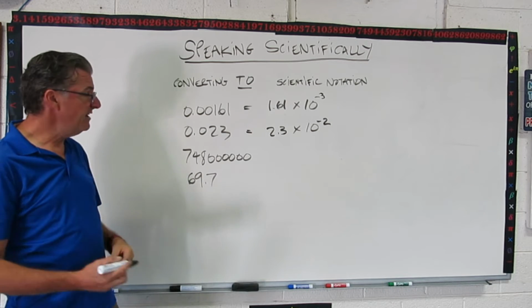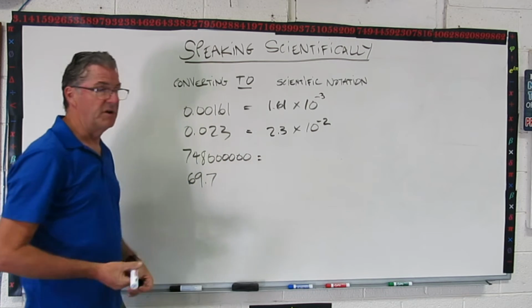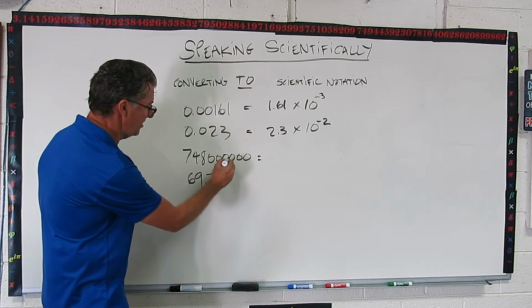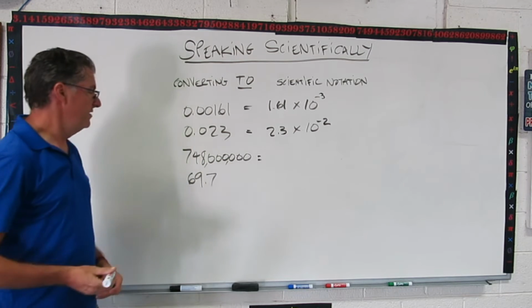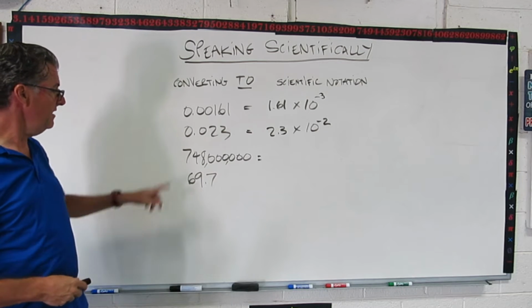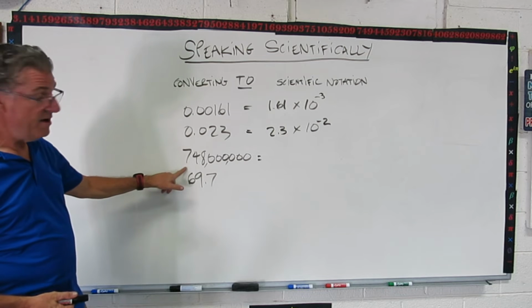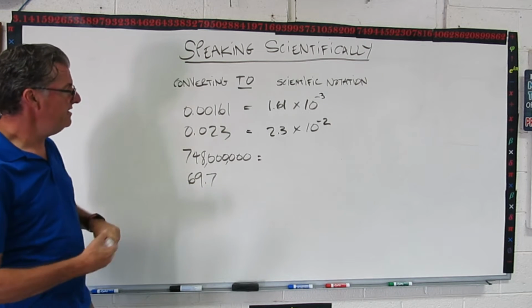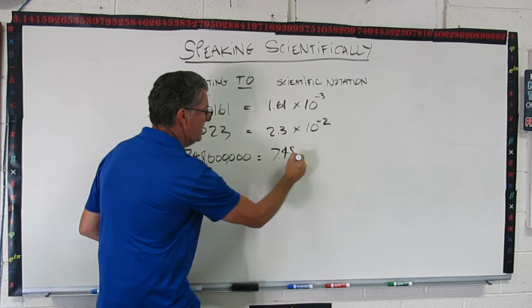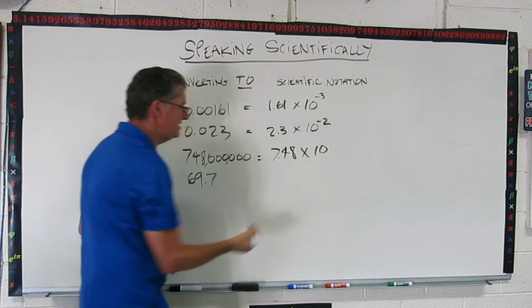Okay, now let's try this ginormous number. Now, I like to separate my zeros by commas, so the first thing I'm going to do is group it like that. So we have 748 million right there. Okay, so now we know that we need to be 7.48 to satisfy the rules for that first number. So 7.48 times 10 to something.